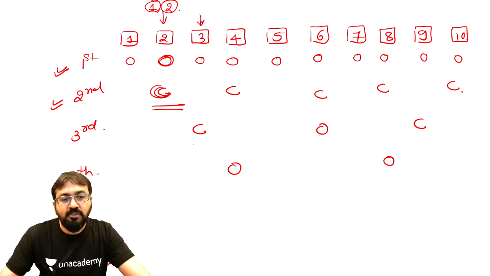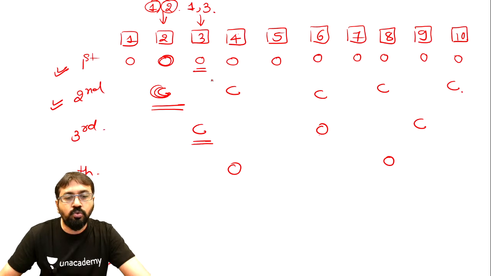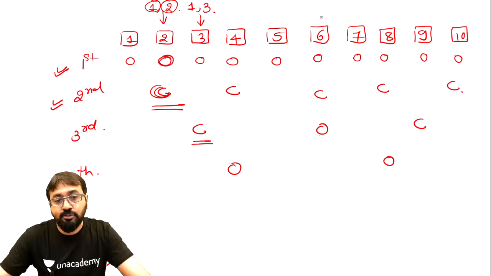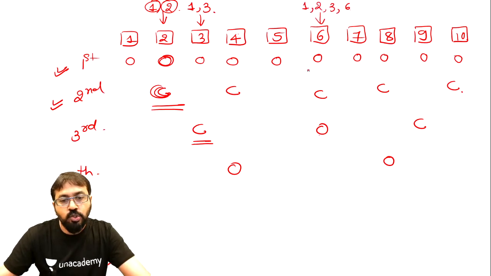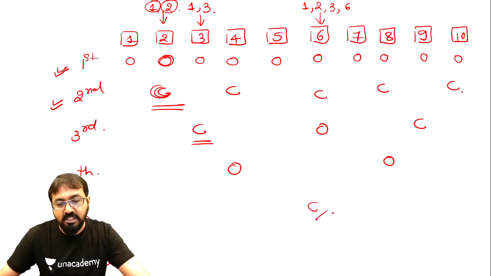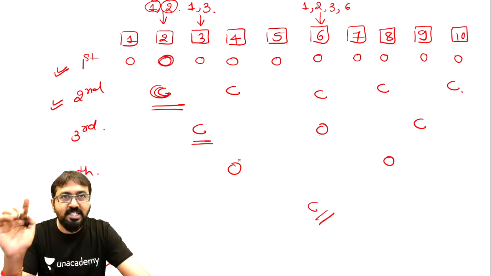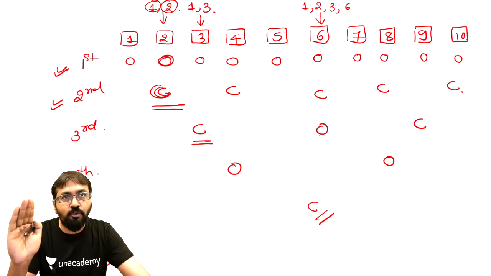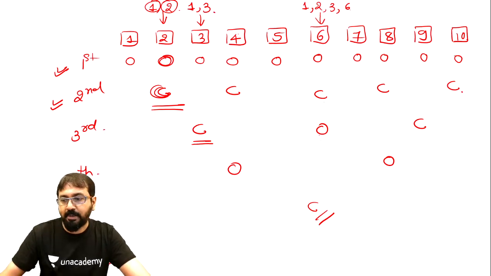If I look at locker number 3, the factors of 3 are 1 and 3. So student number 1 opens that, student number 3 closes that. Same way for 5. Let's look at 6. What are the factors of 6? 1, 2, 3, 6. So student number 1 opens it, student number 2 closes it, student number 3 opens it, and student number 6 will close it. After that, no one is going to touch locker number 6. So ultimately, all those lockers which have an even number of factors will remain closed. That means all those lockers which have an odd number of factors will remain open.